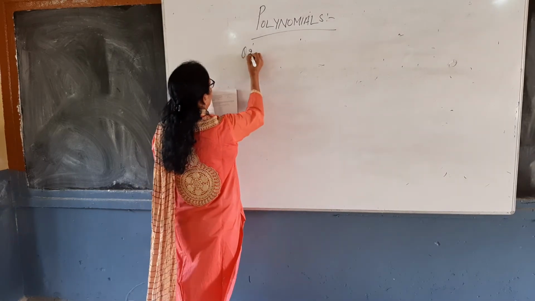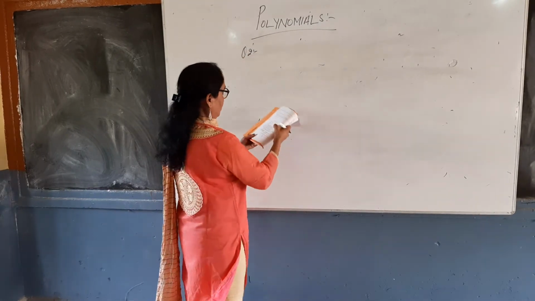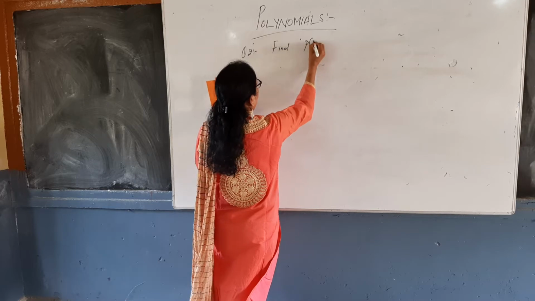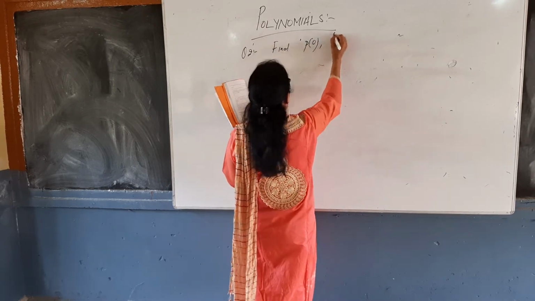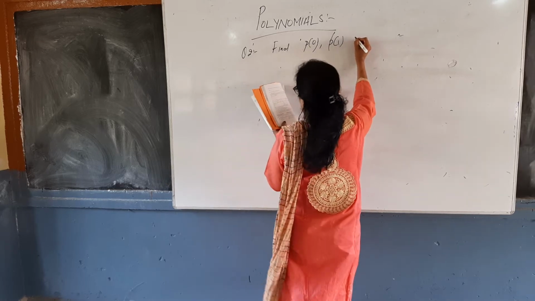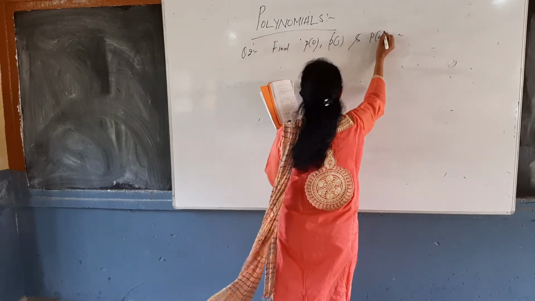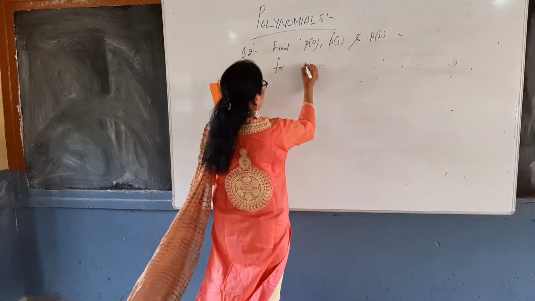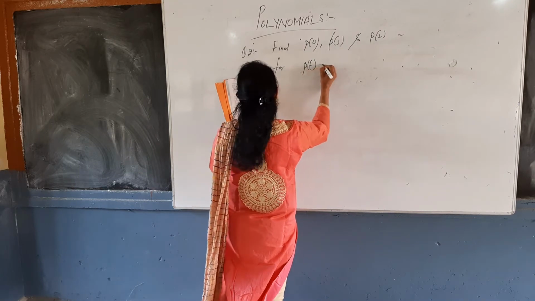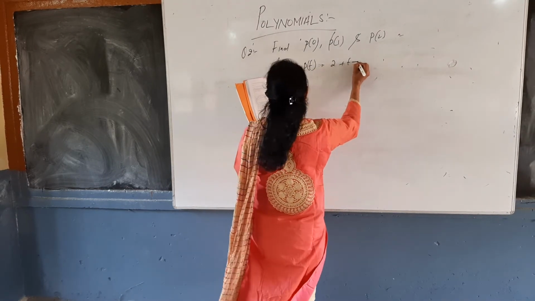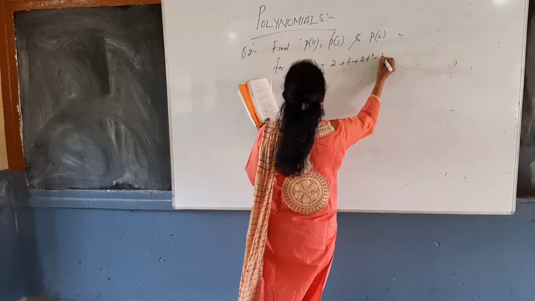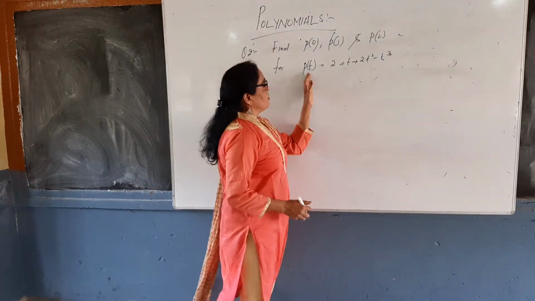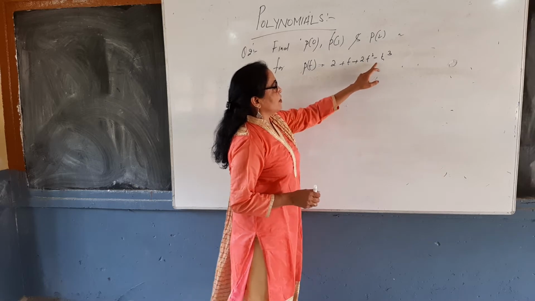Question number 2 is given. Find P0, P1 and P2 for the polynomial given here. Pt is 2 plus t plus 2t square minus t cube. This polynomial Pt in terms of t is given as 2 plus t plus 2t square minus t cube.